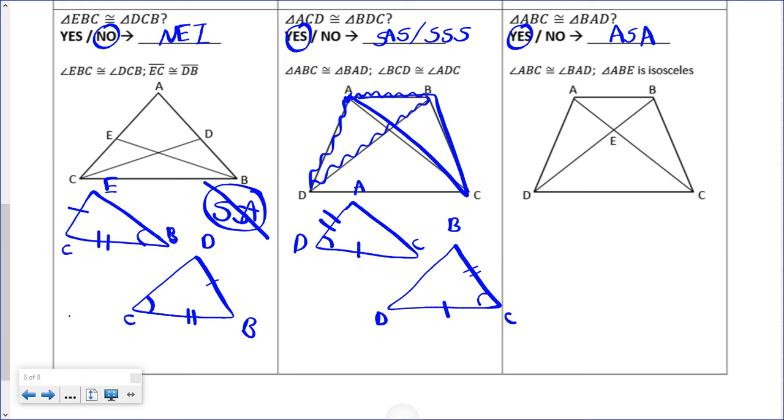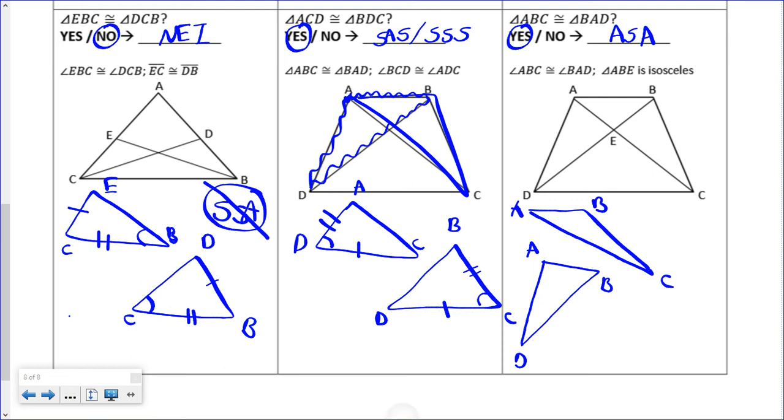Okay. ABC is this one. And BAD is this one. Make sure you label everything. Alright, they're telling us that angle ABC is congruent to BAD. Those are angles, so I know that this is congruent to this right here. Right? ABC, BAD. Okay. Then they just tell us that triangle ABE is isosceles.